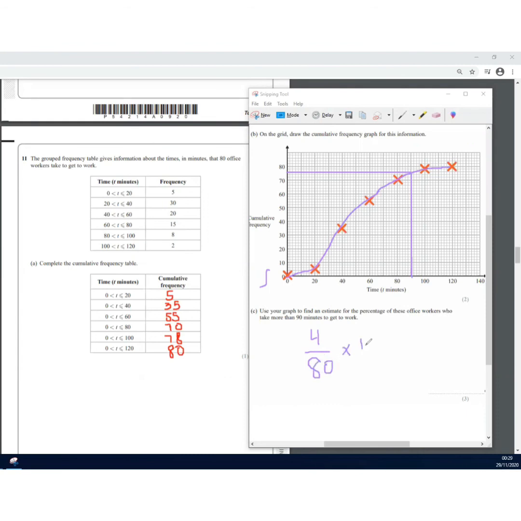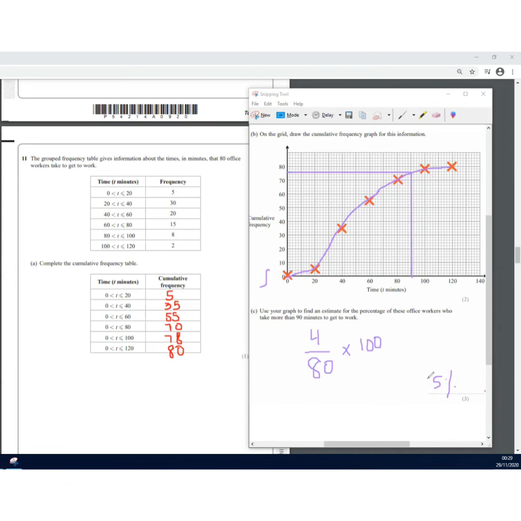out of 80 times by 100, because we are trying to find out the percentage. Hence, we are multiplying it by 100. So 4 divided by 80 times by 100 is 5%. So according to my graph, I got 5% of the office workers who took more than 90 minutes to get to work. Again, that 5% can vary depending on the freehand curve drawn, and some of the answers may vary. Hence, you're given a range of answers.